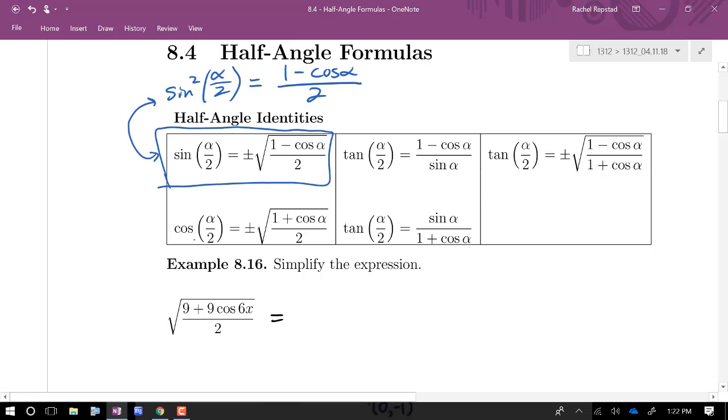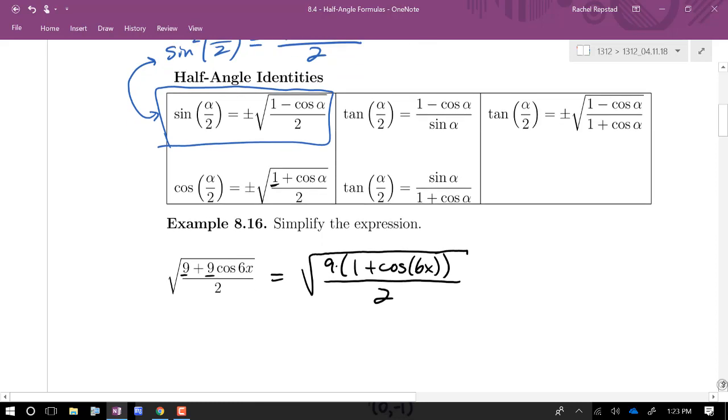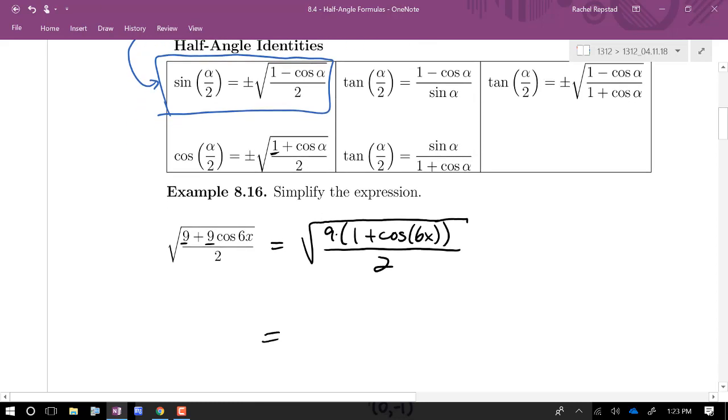So the thing that's really different is this is a 9 plus and this is 1 plus. But we have a 9 in both terms, so we could factor that out. And if I have a factor of 9 sitting inside this radical, what can we do? Factor out a 3? Yeah, this will come out as a 3.